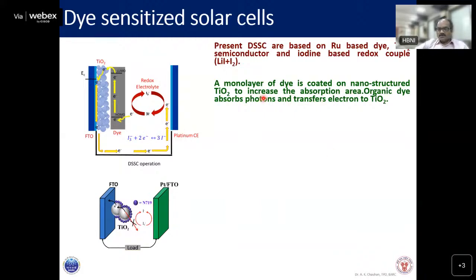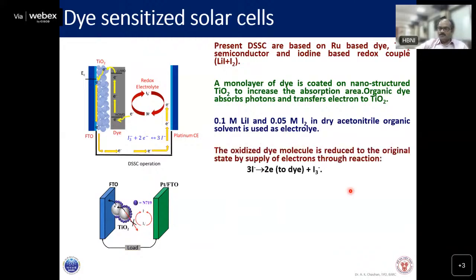So a monolayer of dye is coated over nanostructured TiO2 to increase the absorption area. Organic dye absorbs photons and transfers electrons to TiO2. Lithium iodide and I2 are mixed and put in an acetonitrile organic solvent, and this can be used as a redox couple.